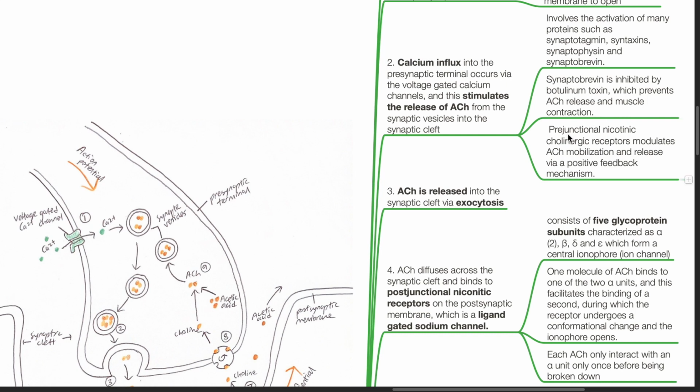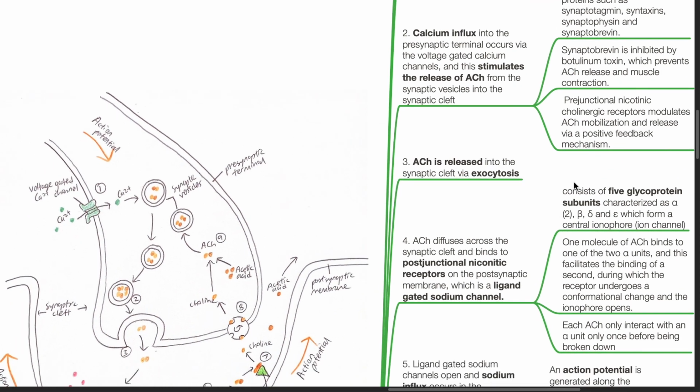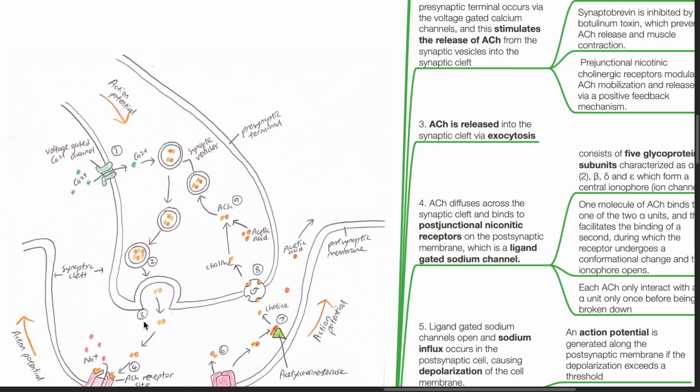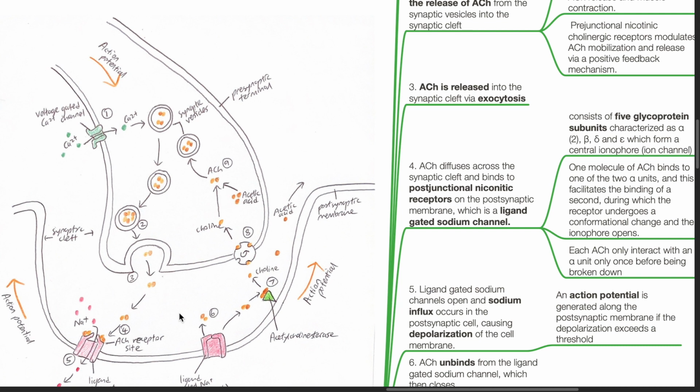Prejunctional nicotinic cholinergic receptors modulate acetylcholine mobilization and release via a positive feedback mechanism. Number 3. Acetylcholine is released into the synaptic cleft via exocytosis. Number 4. Acetylcholine diffuses across the synaptic cleft and binds the post-junctional nicotinic receptors on the postsynaptic membrane, which is a ligand-gated sodium channel.